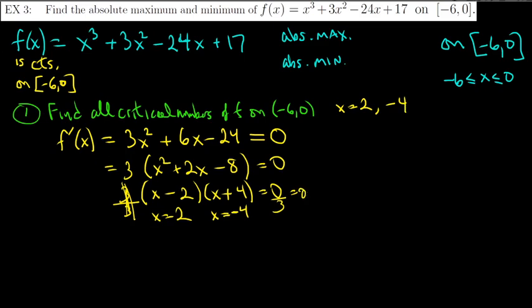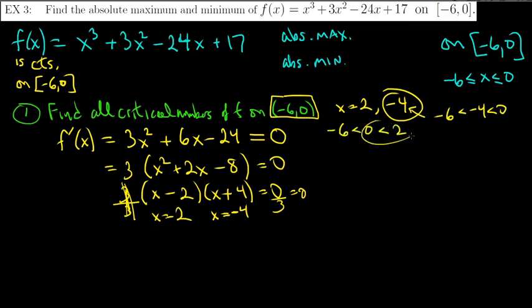Okay, so two critical numbers. But remember, we only care about the critical numbers that are between negative 6 and 0. So negative 4 is certainly between negative 6 and 0. So we want that critical number. But 2 is bigger than 0, so 2 is not between negative 6 and 0. So even though it's a critical number, it's not a critical number on this interval between negative 6 and 0. So we're going to ignore that, at least for step 2.